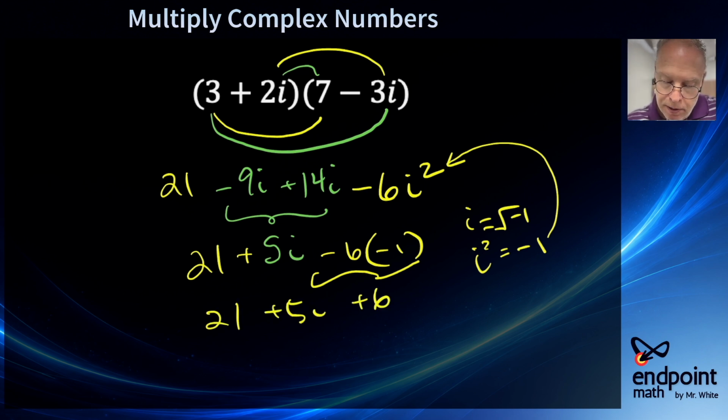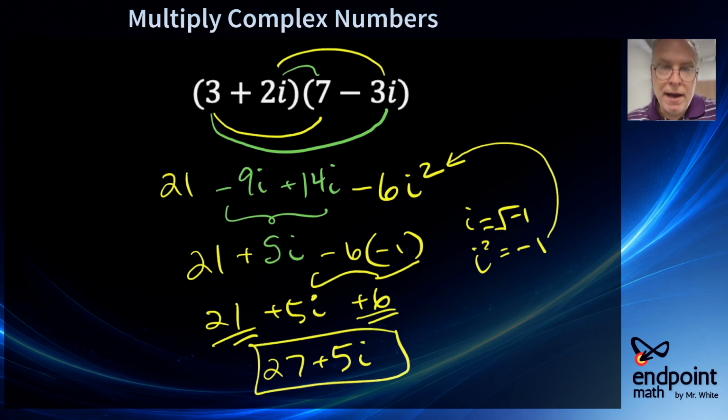So we got 21 plus 5i plus 6. And now look at that. Because we did the i squared, we end up with 21 plus 6, which is 27 plus 5i. So you multiply two complex numbers, what do you get? You get another complex number. You don't get something with an i squared.